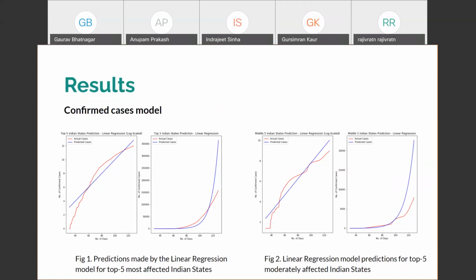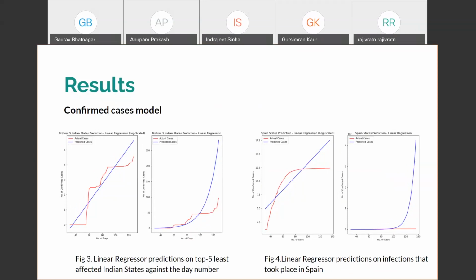So on left side, the graph is for top 5 Indian states, and on the right side, it is for the moderately 5 Indian states, affected states. And now this graph on the left side is for bottom 5 Indian states, and on the right side, Spain. So we can see that the linear regression model is not fitting the curve quite accurately. So we moved on to polynomial regression.